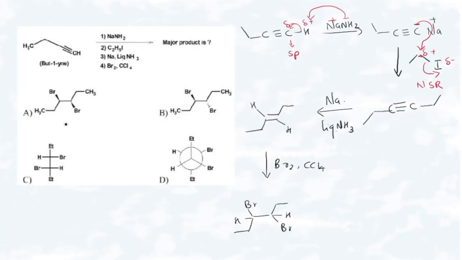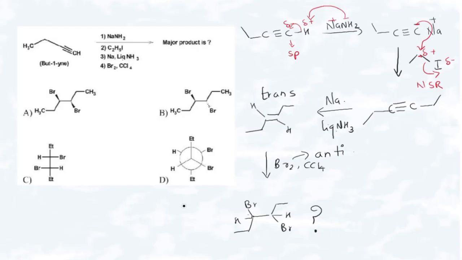But when you look at the options, all of them are dibromo, right? And they are vicinal dibromo. That means they are on adjacent carbons. Then how to predict what will be the correct structure of the product? Very simple. You just identify the alkene, which is trans. This is a trans molecule. And then the addition of bromine is always anti-addition.